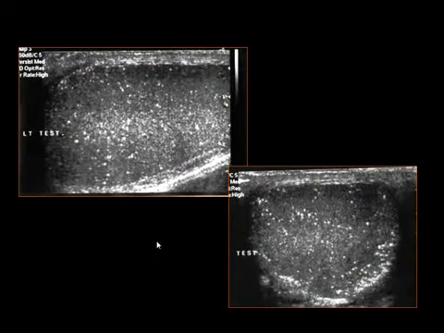This longitudinal and transverse view of the testis shows well-defined, non-shadowing, punctate, echogenic foci.